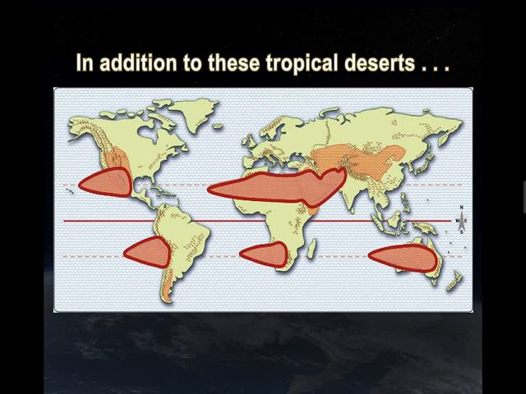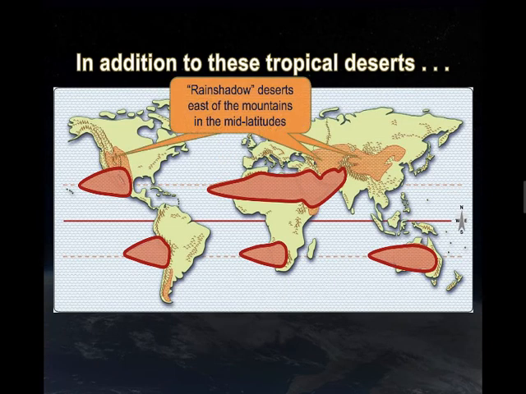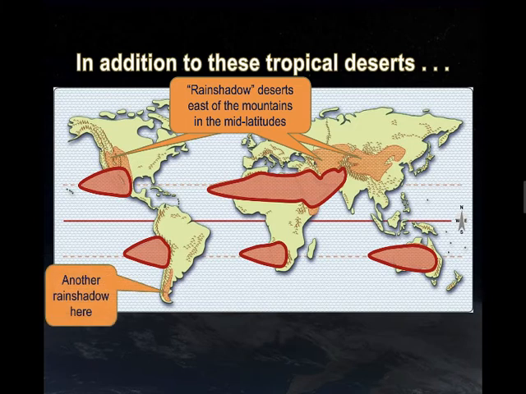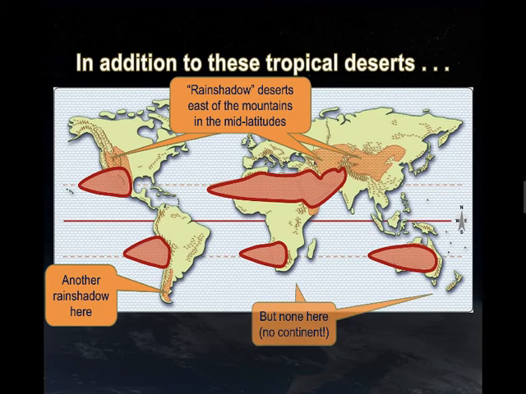In addition to these tropical deserts, there are some mid-latitude deserts that are called rain shadows. They occur east of the mountains in the mid-latitudes. There's another one down here in South America called Patagonia. There isn't one in Africa or Australia because the continent doesn't reach far enough south.